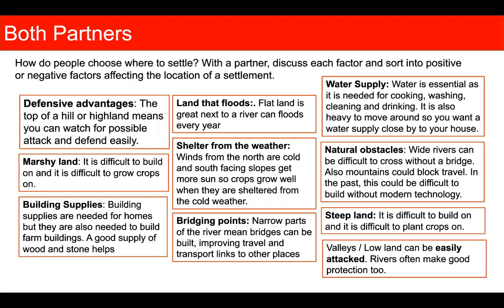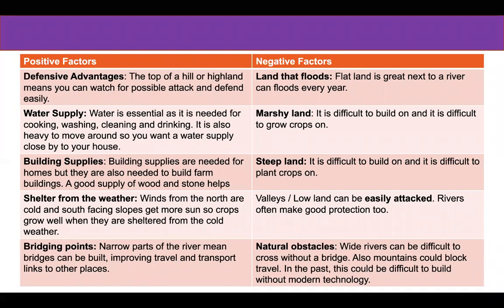Okay, right, let's go through some of the answers then. So, positive factors. Defensive advantages. The top of a hill or highland means you can watch out for a possible attack. People may not have built on the top of that hill, but they may have had a vantage point or a small house or a shack that people could watch out from. Water supply was essential because people needed water for cooking, washing, cleaning, and drinking. It's also heavy to move, so having it close to your house is very important.